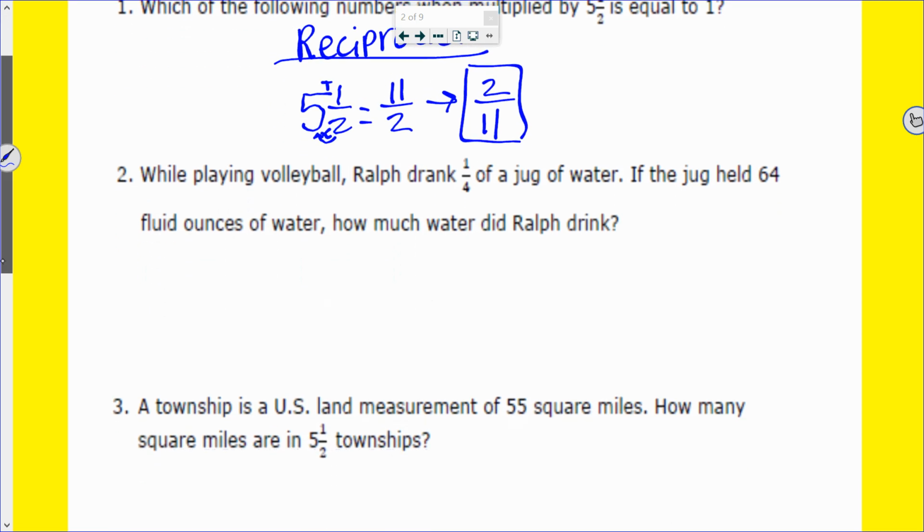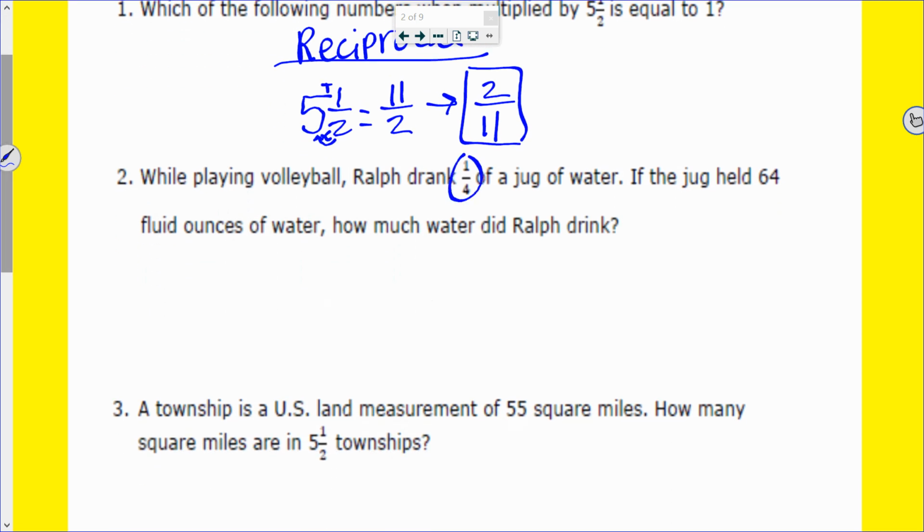Number 2, while playing volleyball, Ralph drank a quarter of his jug of water. The jug holds 60, I'm sorry, on your review it doesn't say 64, it says 48. If the jug held 48 fluid ounces of water, how much did he drink? So essentially you're wanting to find 1/4 of 48.